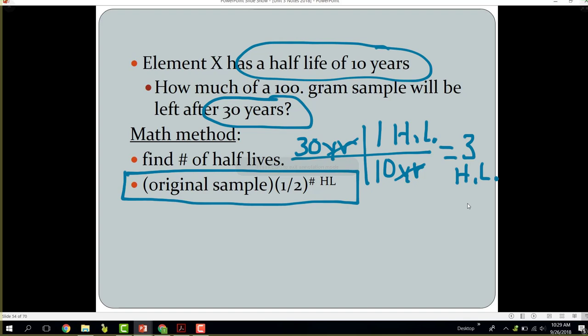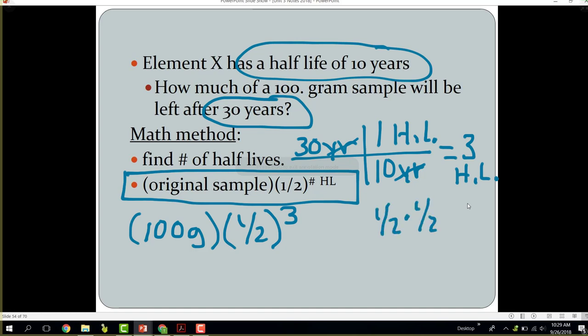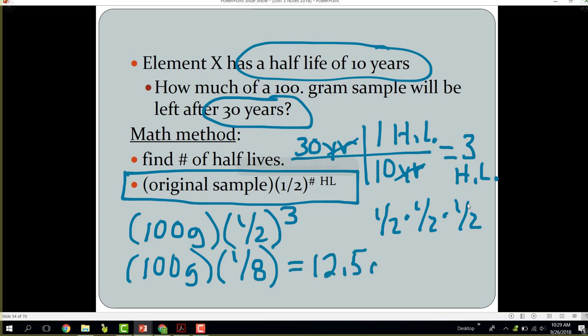So then we have the original sample, and the original sample is 100 grams. And then I'm going to multiply it by 1/2 raised to the third. Again, the 3 is the number of half-lives that go by. Well, if we recall in math, 1/2 times 1/2 times 1/2 would be 1/8. So that's our fraction of how much of the sample will be left. So we should have 1/8 of the sample left. So 1/8 times 100 grams, and we get 12.5 grams. So this is how you solve half-life using this little simple math formula.